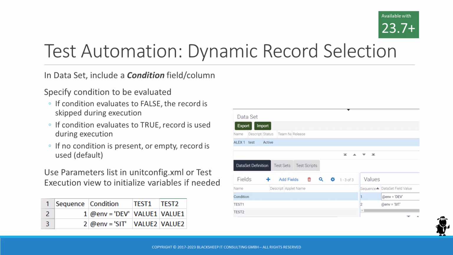The example shows a dataset with two records. The first record will be used if the variable named env has a value of dev. The second record will be used if its value is sit. At runtime or playback time, the test automation Java engine in DISA will evaluate the conditions and act accordingly.